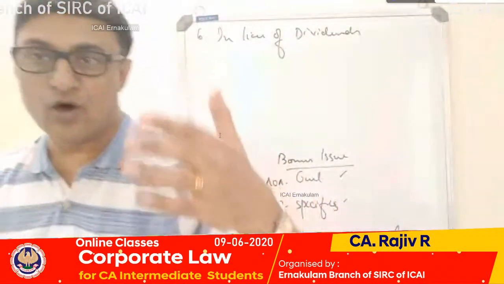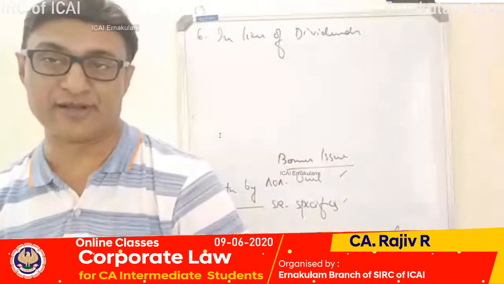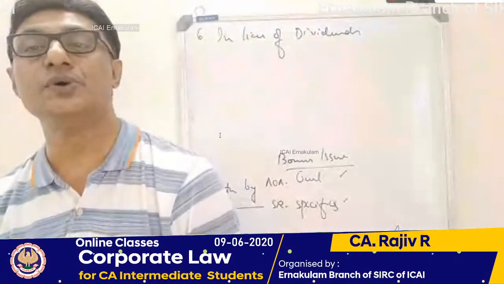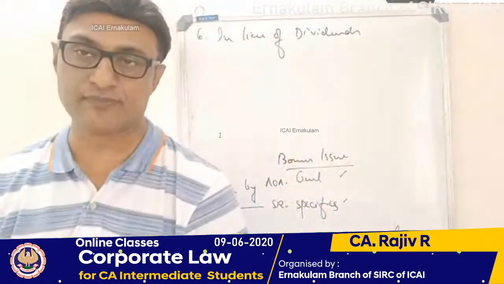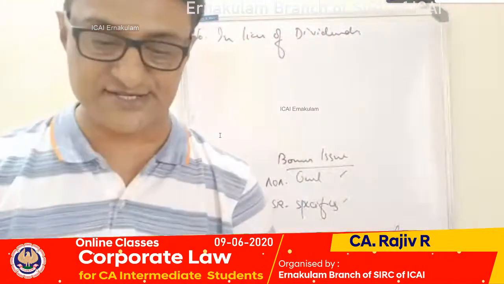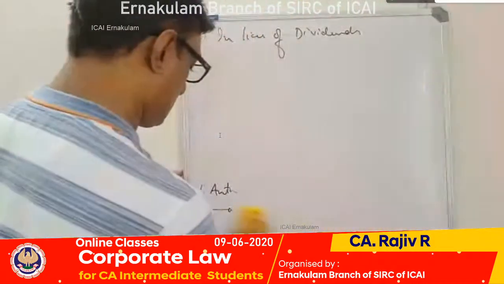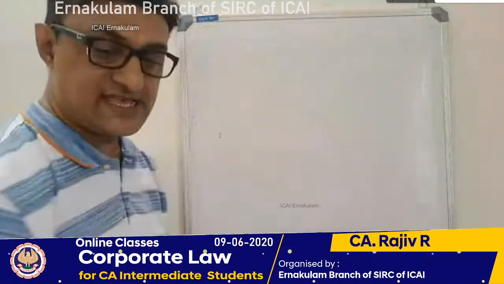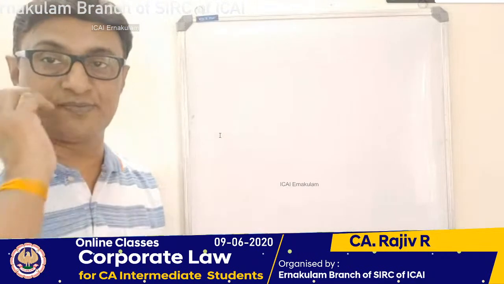Let me just go back. We are dealing with different types of special issues of capital. The first was rights issue. The second was a bonus issue. The third is the sweat equity. Just put it down next. Number 3, sweat equity shares. SWEAT, sweat equity shares.